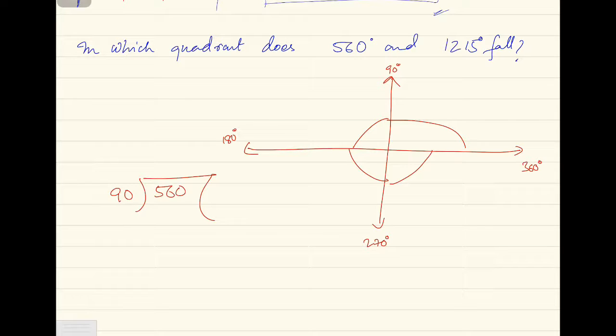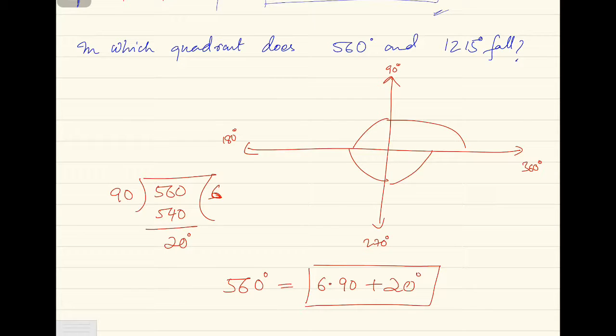Okay, you can use your calculator. So if you divide 560 by 90, how much do you get? You're getting 6 times. Because you know it, 6 nines are 54, so 540, and then what is the remainder? 20 degrees. So you know that 560, check this out carefully, can be written as 6 times 90 plus an extra 20 degrees. Did you understand? Express it in this way: 6 times 90 plus 20 degrees extra, the remainder is 20 degrees.